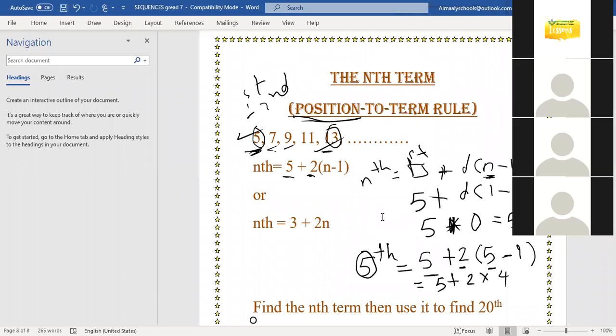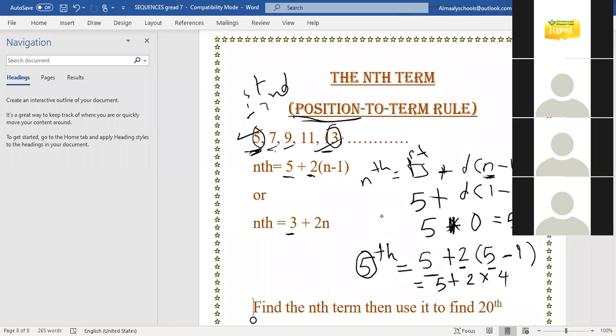Because the constant difference is 2. Moving to the right side, we add 2. So moving to the left side, we will subtract 2. Excellent. So the 0 term now is 3. The 0 term is what? 3. Good.